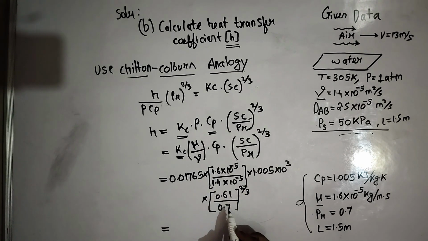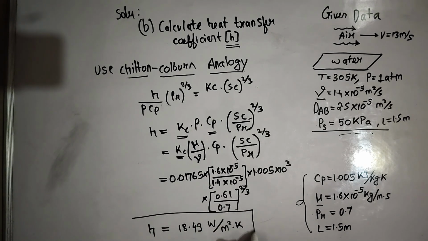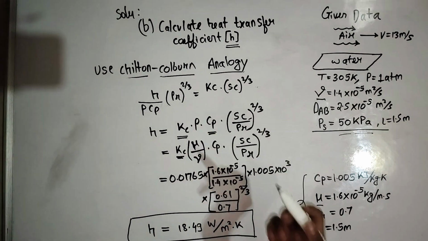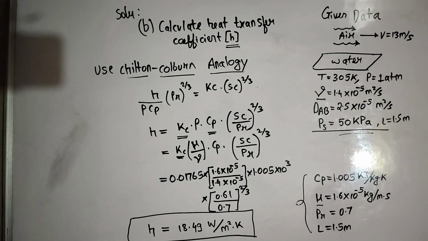After calculating these values, the h comes out to be 18.49 watt per meter square Kelvin. So this is the heat transfer coefficient that we had to calculate. So it comes out to be 18.49 watt per meter square Kelvin. So this is the answer for part B. And here we have solved this problem. So let's move to the next question.